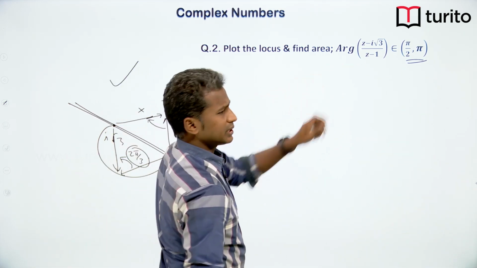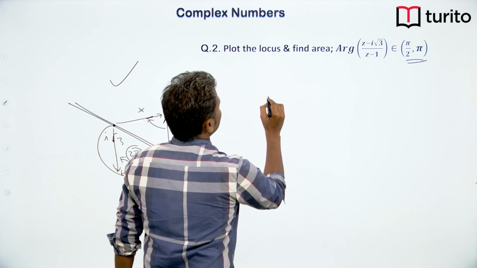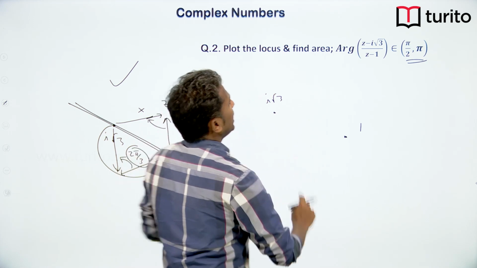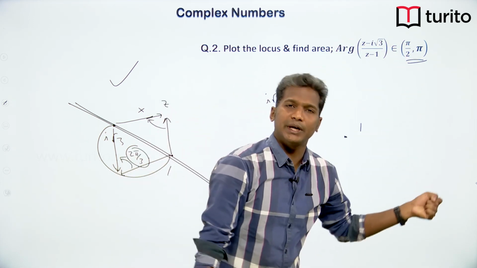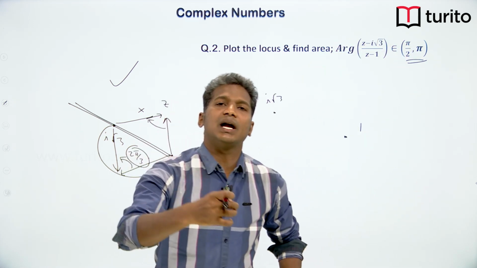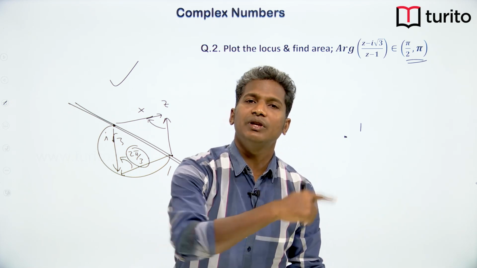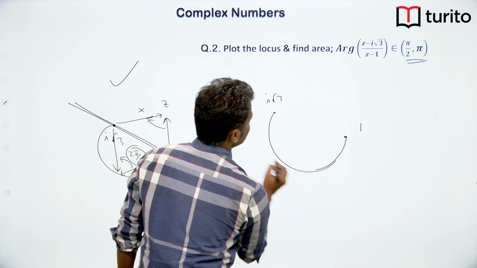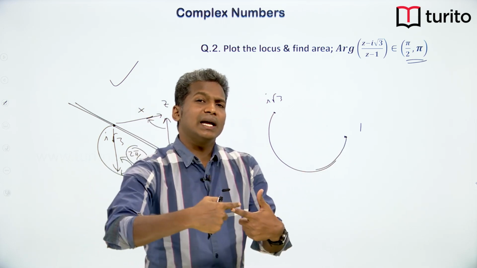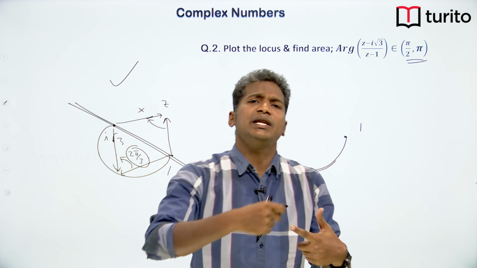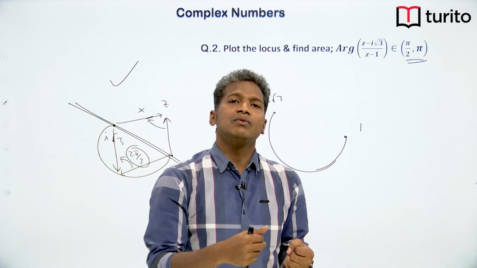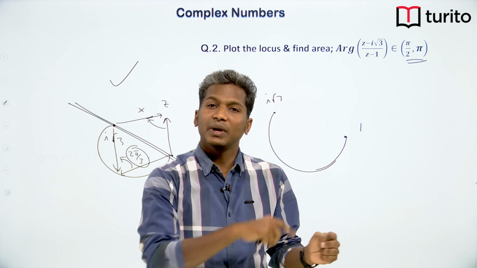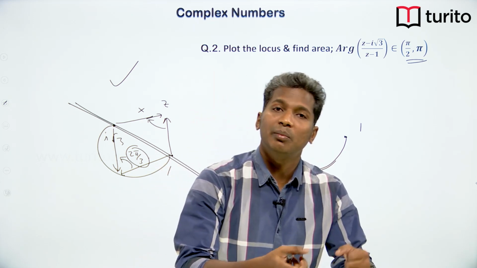Now, we are going to attack this question. Let us say the i root 3 point is here and the 1 point is here. If this argument is equal to pi by 2, if that angle is fixed at 90 degrees, then we get a semicircular arc. Now, if that angle is increased a little bit, let us say 91 degrees, what do we get? We will get another arc, which is a minor arc. If the angle is acute, we will get a major arc. If the angle is obtuse, we will get a minor arc.